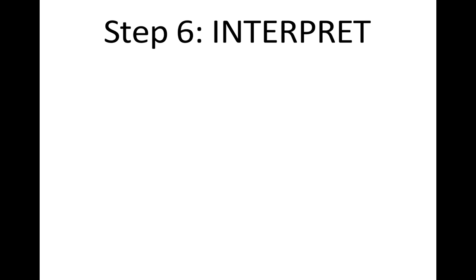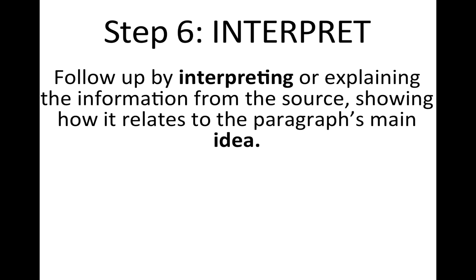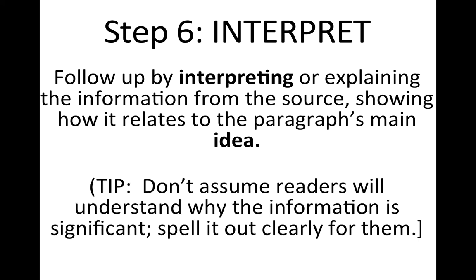Next step is don't assume that your audience understands what is important about the idea from your source that you include. Instead, you want to interpret it. You want to explain it. You want to let your reader know how this information relates to the thing that you're trying to prove in your paragraph. And it's really important that you remember that your readers have not read the articles that you're quoting in your paper or referencing in your paper, but you have.